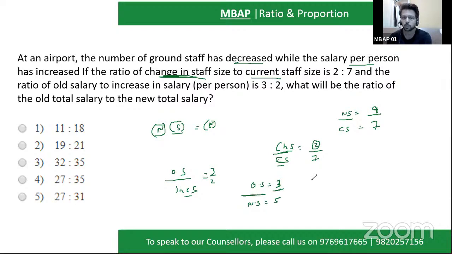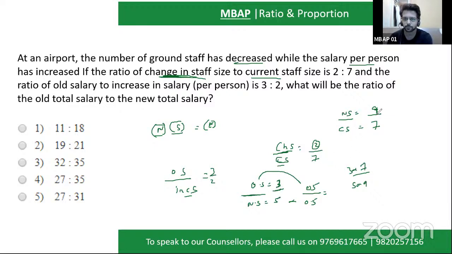Okay. So what do you need to do now? Here you just multiply the old staff into old salary and new staff into new salary, which will give you the answer. So all you're doing is multiplying 3 into 7 divided by 5 into 9. This is 9. Just give me a second. That's 3/5.